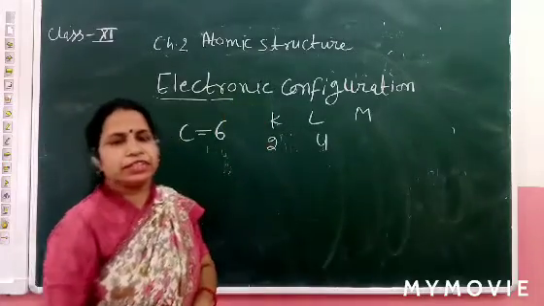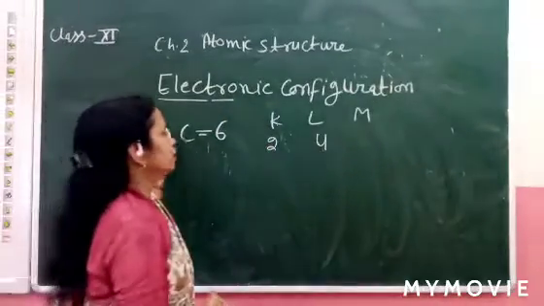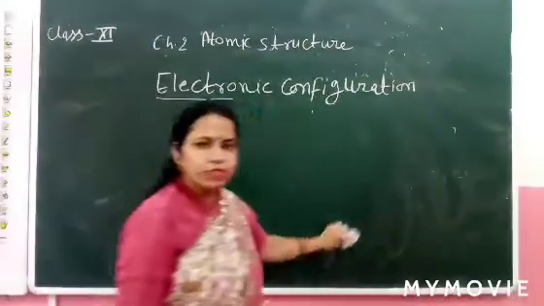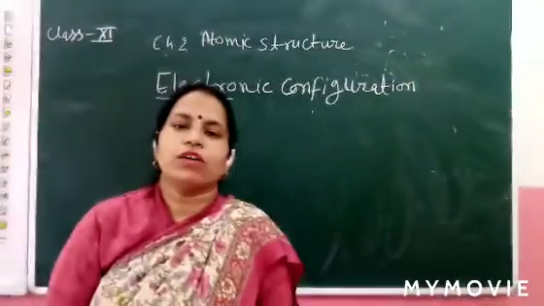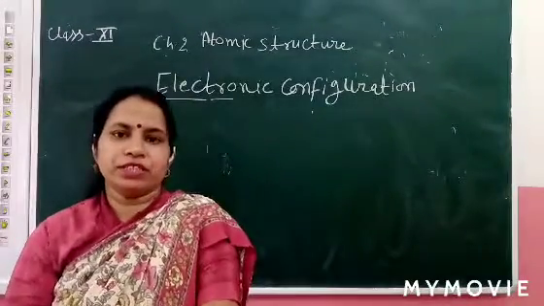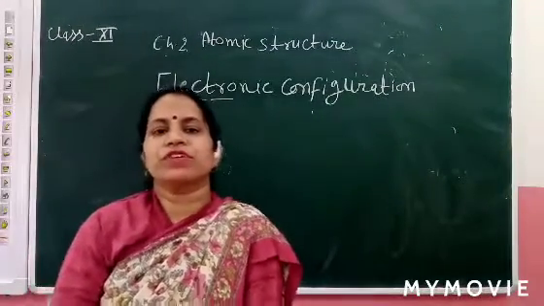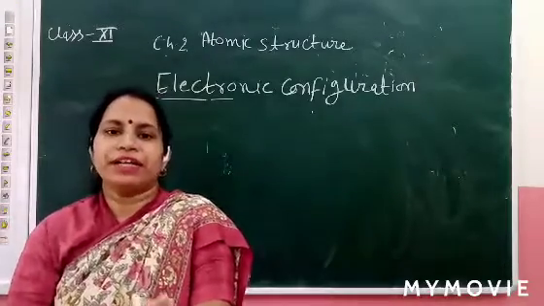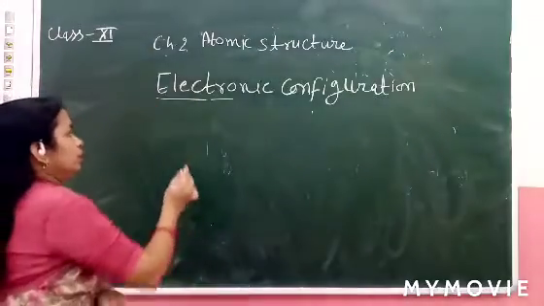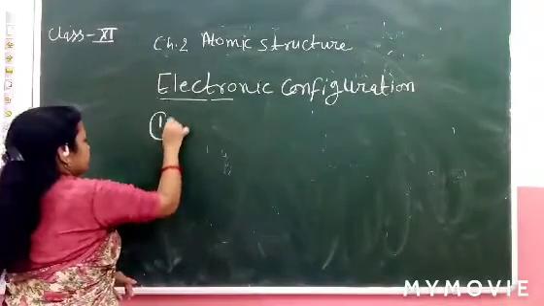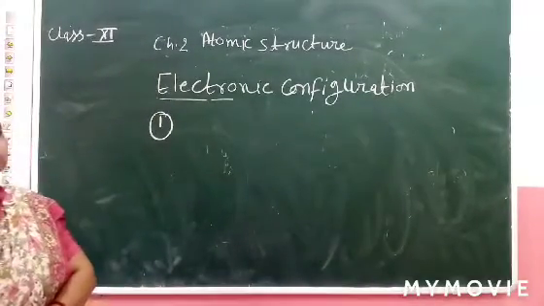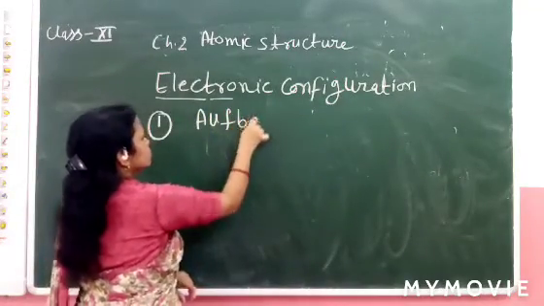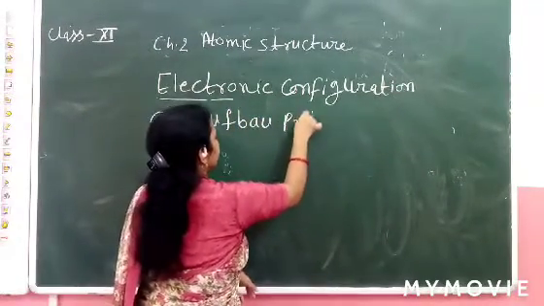Now, how to write the electronic configuration in orbitals? How to represent the electrons, how to fill the electrons in all the orbitals and different structures? So electronic configuration is the full representation of the electrons in an atom. Electronic configuration is governed by some rules. The first rule is the Aufbau principle.